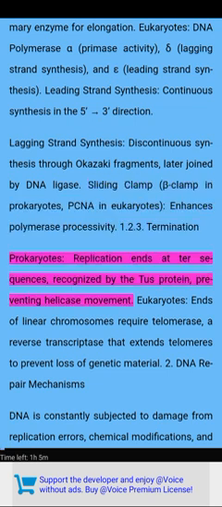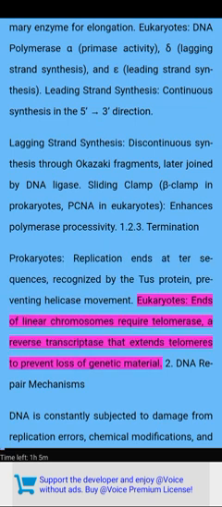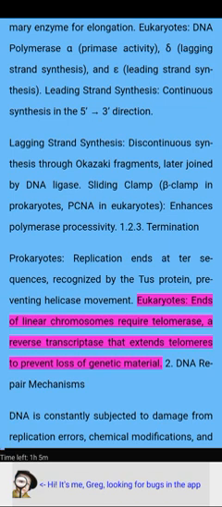1.2.3. Termination. Prokaryotes: replication ends at Ter sequences, recognized by the Tus protein, preventing helicase movement. Eukaryotes: the ends of linear chromosomes require telomerase, a reverse transcriptase that extends telomeres to prevent loss of genetic material.